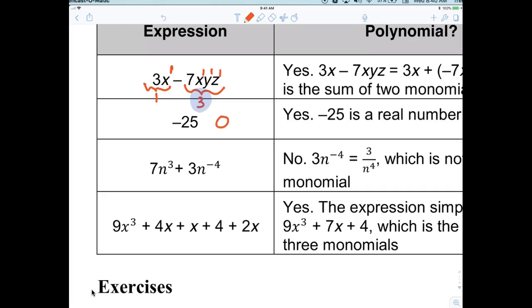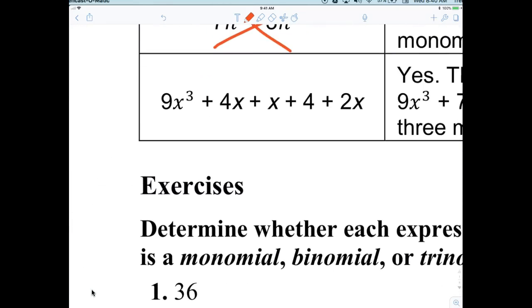Now we don't have to look here. So the degree of this guy right here is what? 3. The degree of the x is 1. The degree of the 4, 0. The degree of the x, 1. So the degree of this is 3, guys.